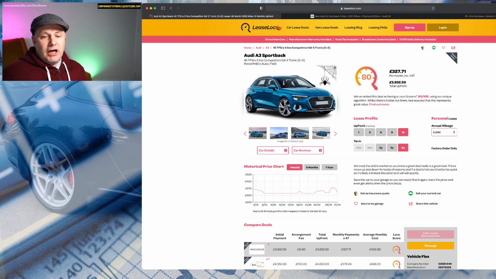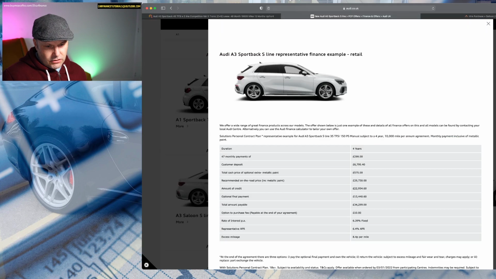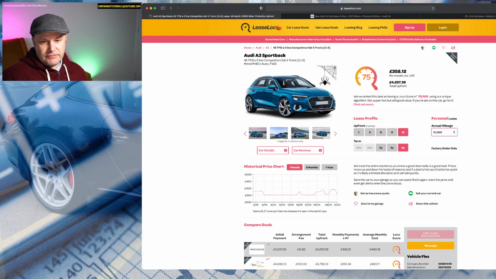Okay. So in this case, look, we could choose 10,000 miles a year over, say, 4 years. Look, £358 a month with an upfront cost of £4,297. So that is quite a lot less upfront cost. Look, £6,795 versus £4,297. Same mileage, £358 a month.